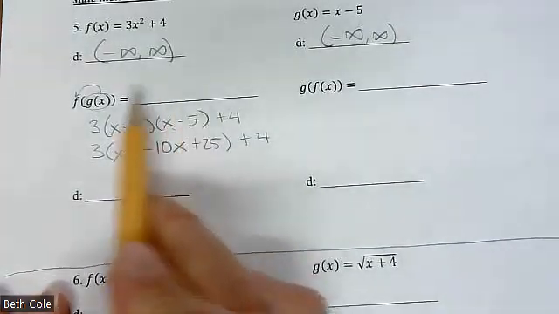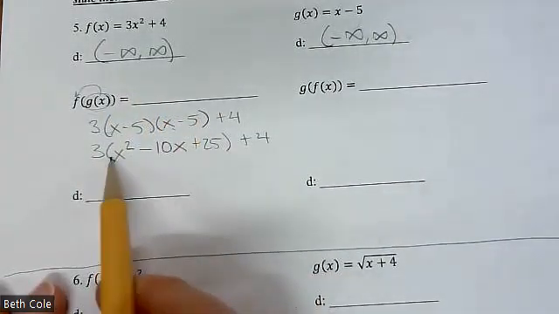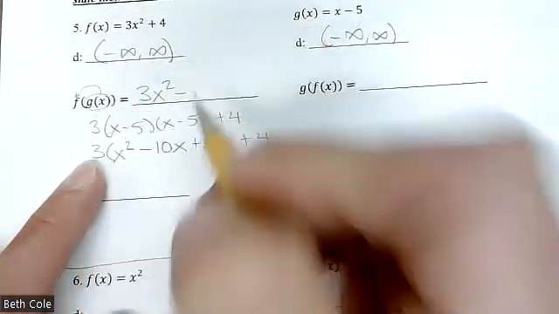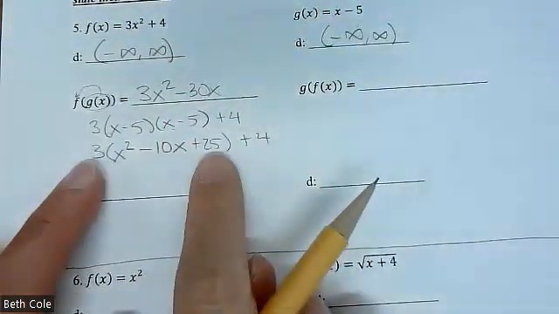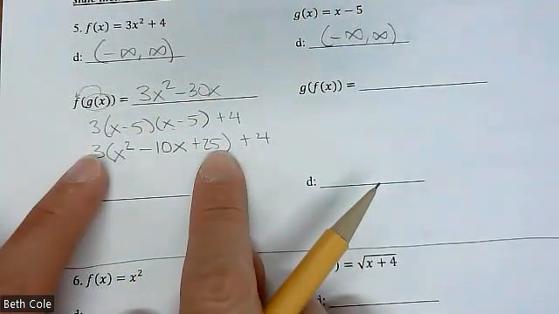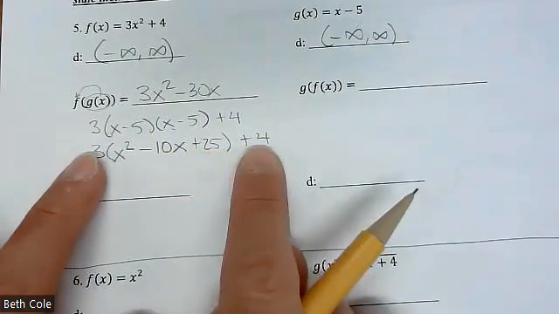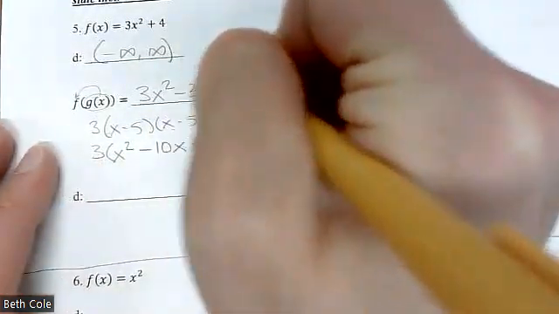Last steps, I'm going to write it on the answer line. Distribute the 3. That'll give you 3x squared minus what? 30x. 3 times 25 is 75, but then plus 4 more, so 79.